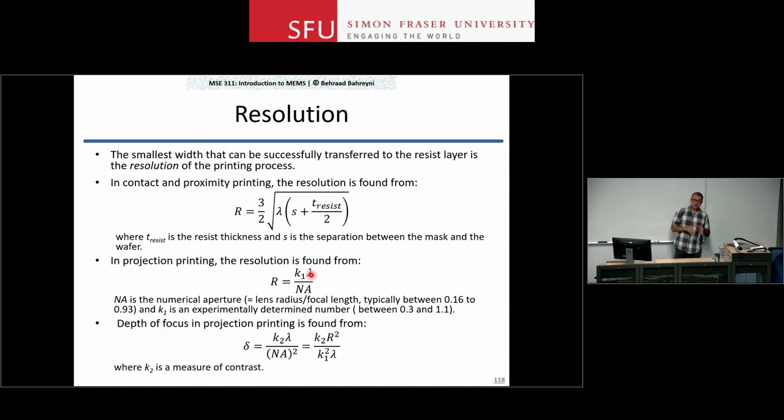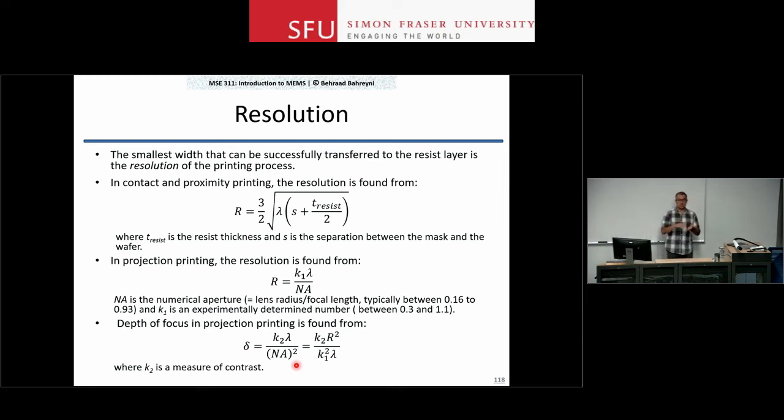Depth of focus, we mentioned, is a challenge in your projection printing systems, and is given by this expression. Again, K2 is a constant that is determined empirically, but the important point here is that the depth of focus is inversely proportional to lambda if you take resolution as a constant, or directly proportional to lambda if you use a fixed system with a fixed numerical aperture. This tells you how much surface roughness you can tolerate between the steps.